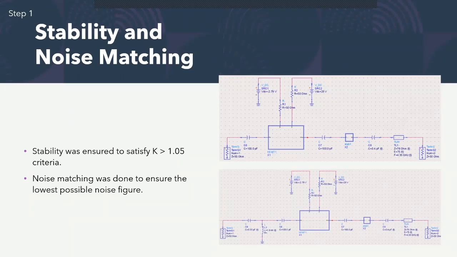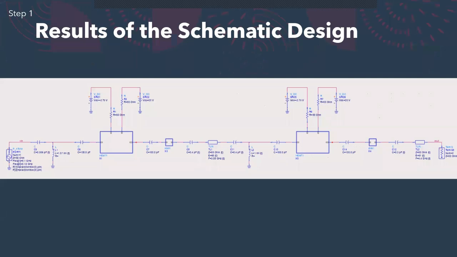Then the stability and noise matching was done. First, the stability matching was done to ensure that the stability factor is bigger than the required criteria. Then the noise matching was done to ensure the lowest possible noise figure. It was especially important not to add resistors at the input side of the LNA, since this will make it noisier, and this should be avoided for an LNA.